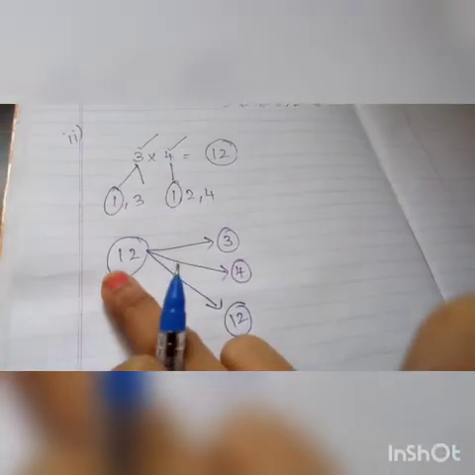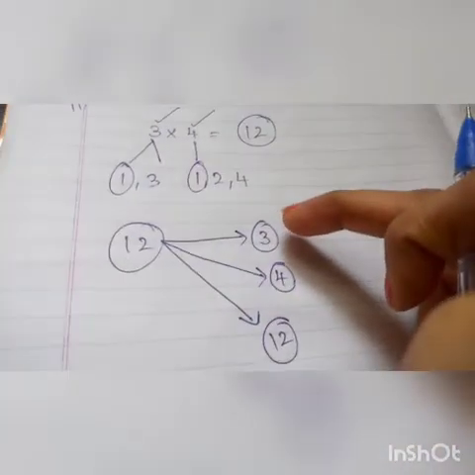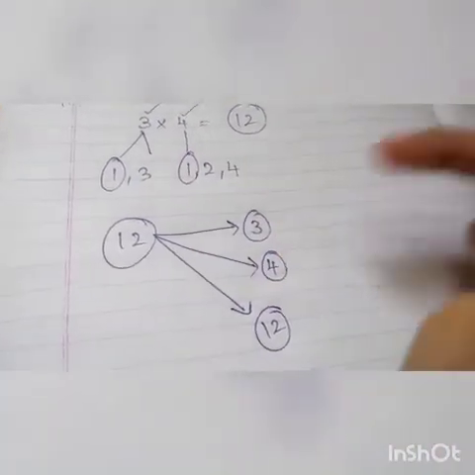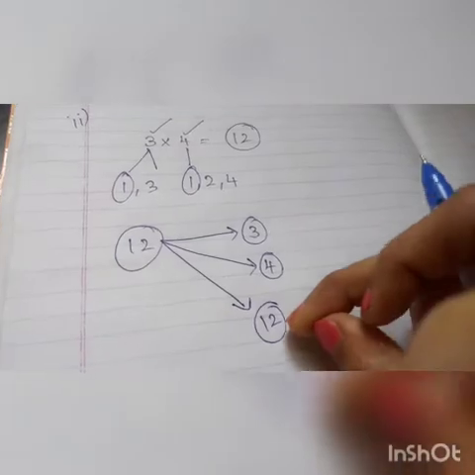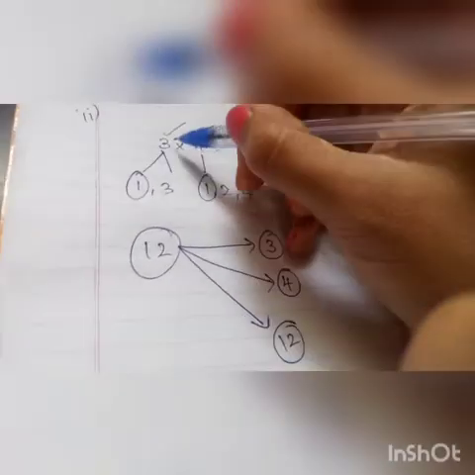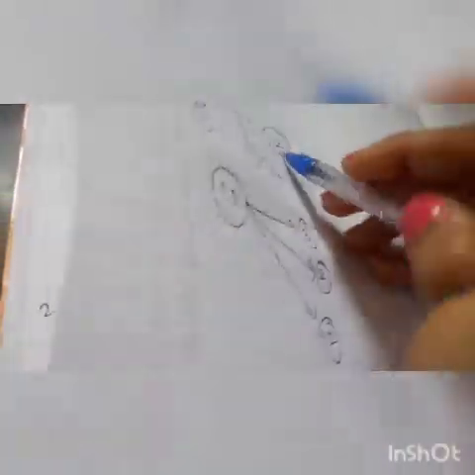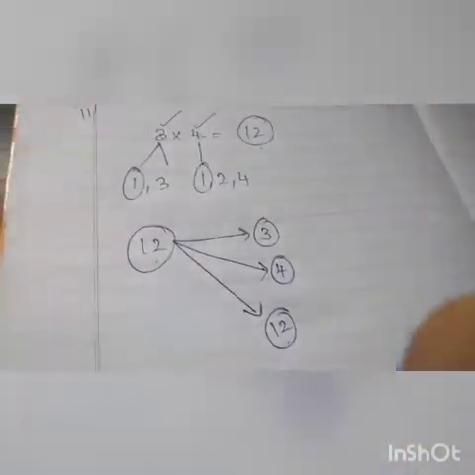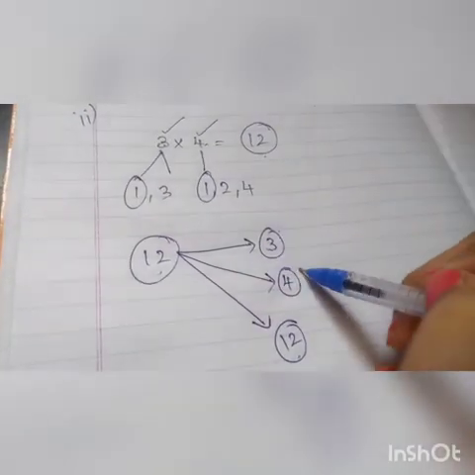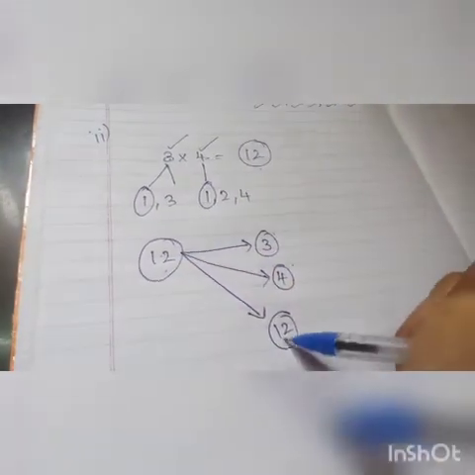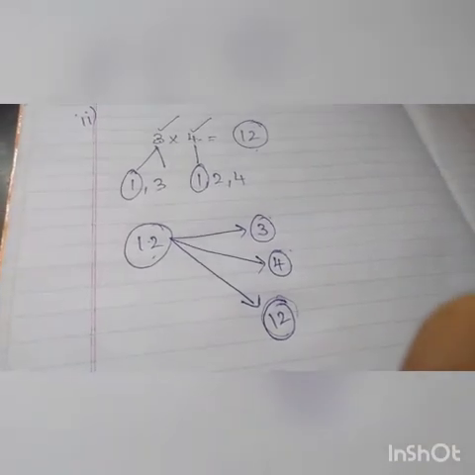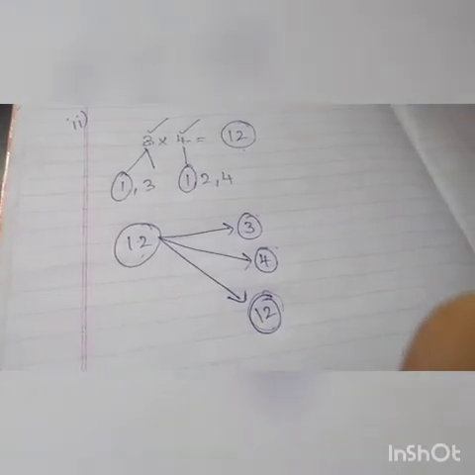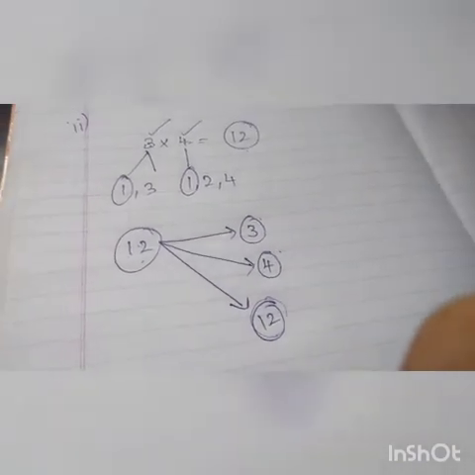Listen children, if a number is divisible by two co-prime numbers, then it is also divisible by their product. When you multiply two co-prime numbers, what am I getting? 12. So this 12 is also divisible by 12. This is your rule. If a number is divisible by two co-prime numbers, it is also divisible by its product. Understood children? This is how you should learn the definitions.